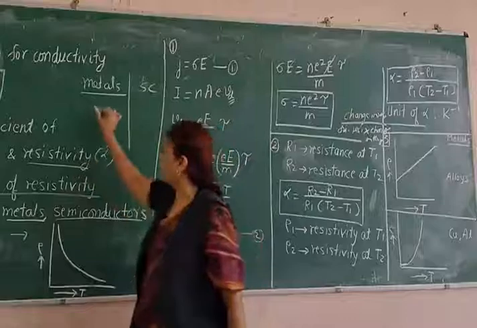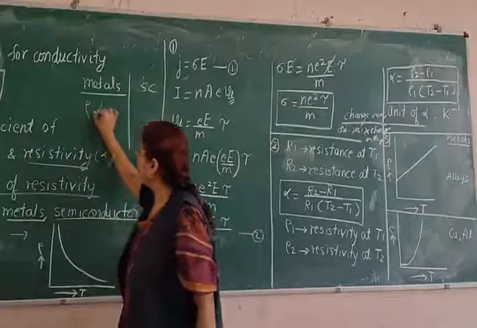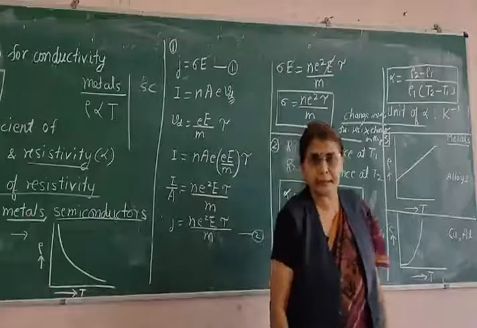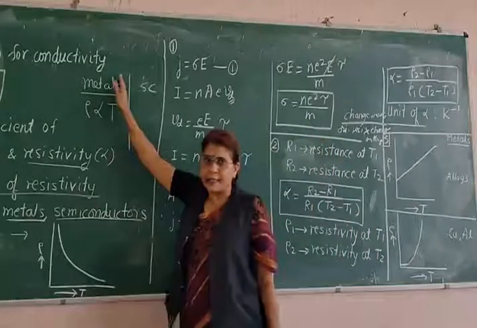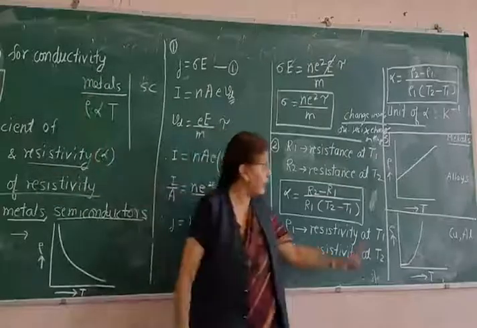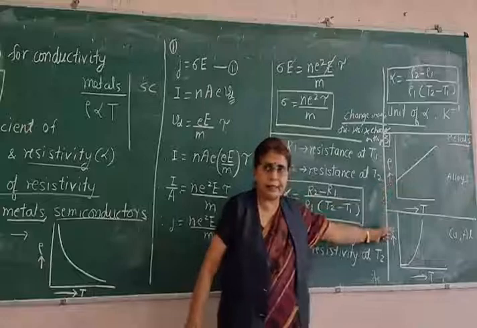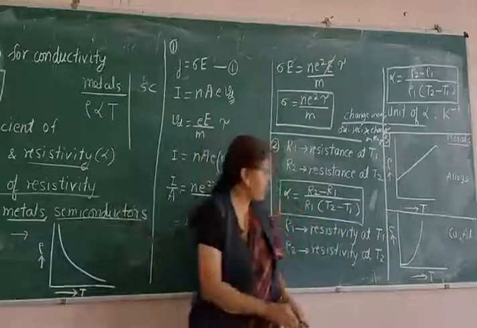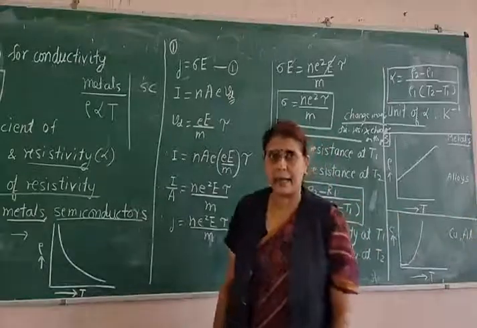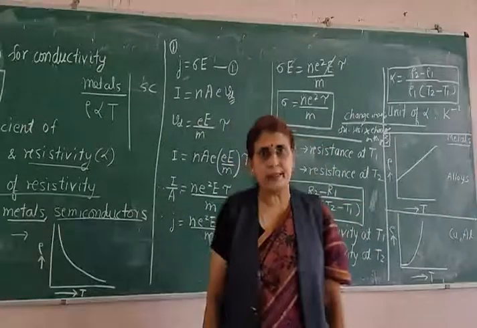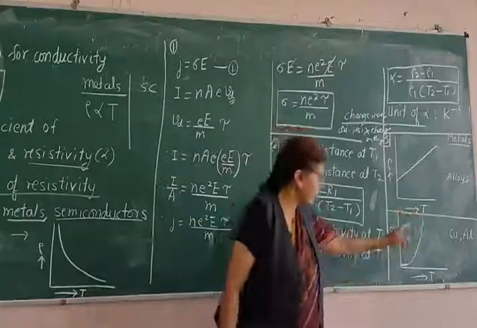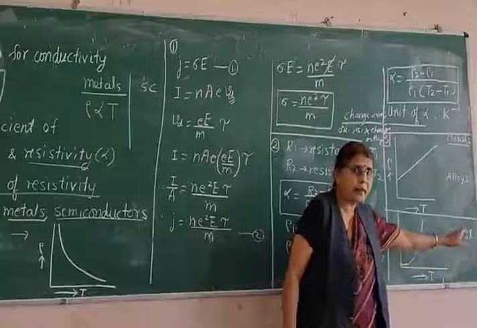For metals, the relation is very simple. Resistivity is proportional to temperature, rho proportional to T. What is the meaning? If temperature increases, resistivity also increases. We will show it in the graph like this. We shall show this relation first for alloys. Alloys like constantan, manganese, nichrome are used to make resistors. In resistance boxes, you use these alloys. The second I have taken for metals like copper and aluminium.